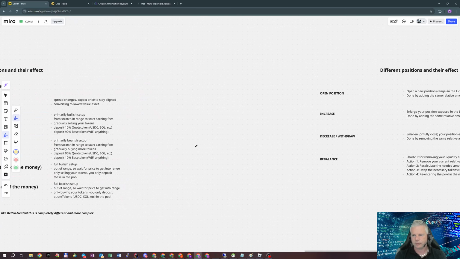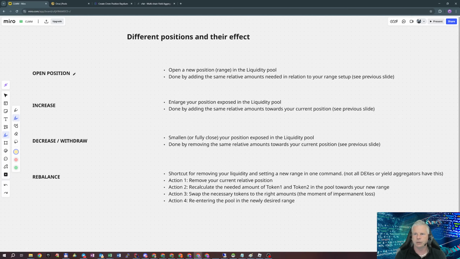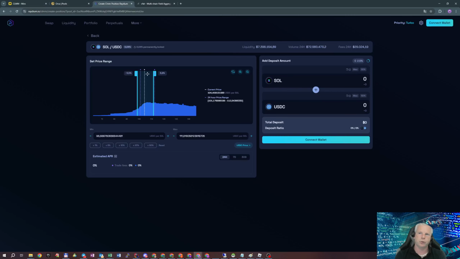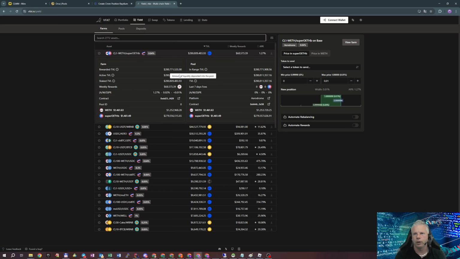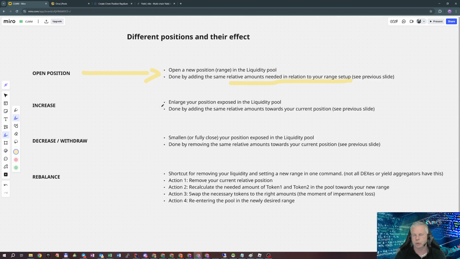So then for the last actions, let's say we talk about opening a position. That means that you're done by adding the same relative amounts needed in relation to your range setup, which we also showed there and which is also on Raydium and also on VFAT as an aggregator. You also have pools here, and you are creating ranges here for every time the same purpose. If you have your position open, you can actually just increase it.